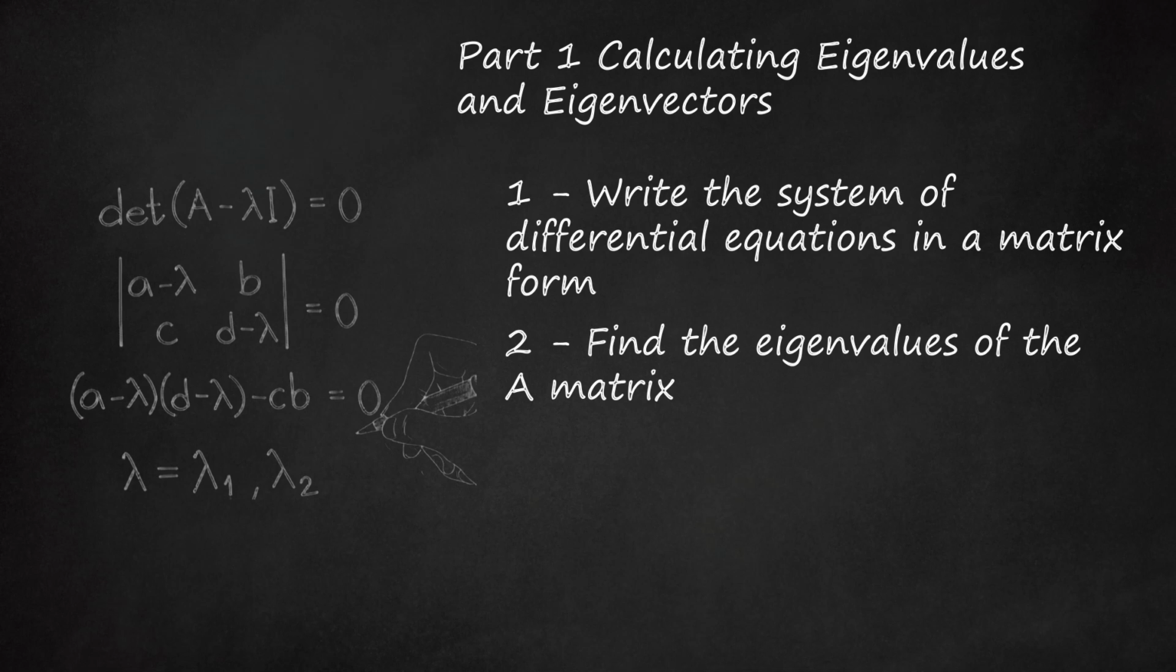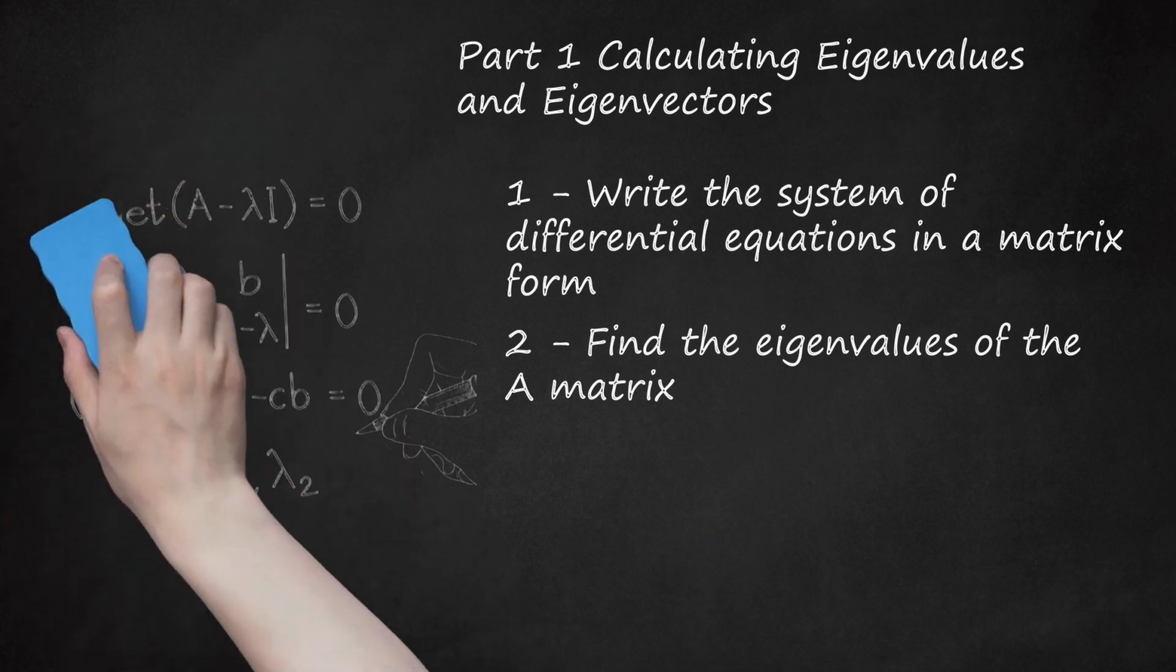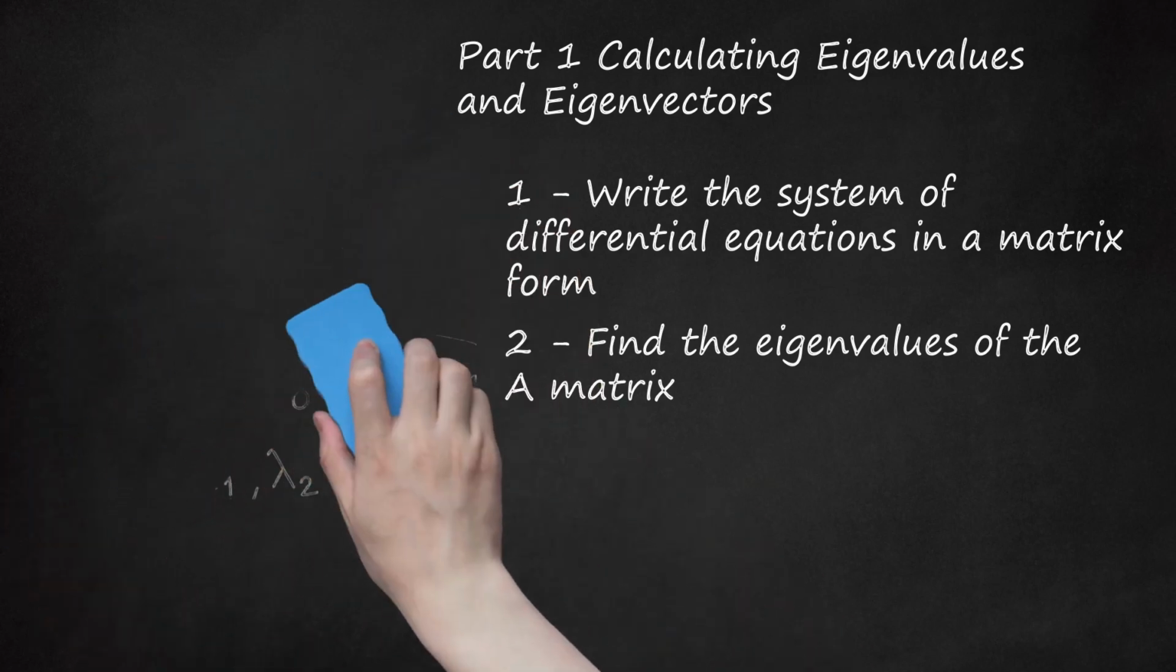The eigenvalues are distinct, meaning that the values of the solutions are real and different. The eigenvalues are complex, meaning that the solution contains an imaginary value. The eigenvalues are repeated, meaning that both solutions are the same value.